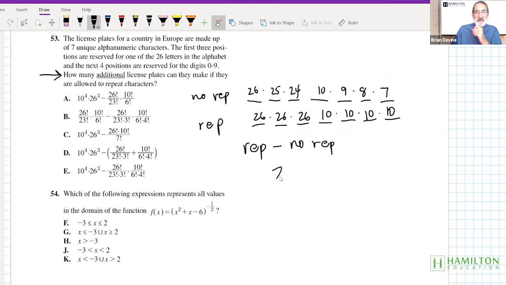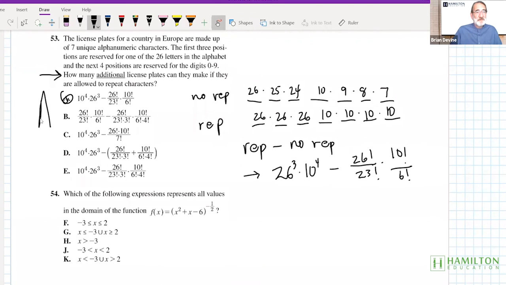And I'm going to get 26 cubed times 10 to the fourth minus 26 factorial over 23 factorial times 10 factorial over 6 factorial. So A would have been the correct choice.